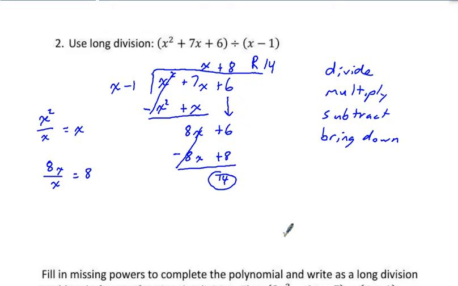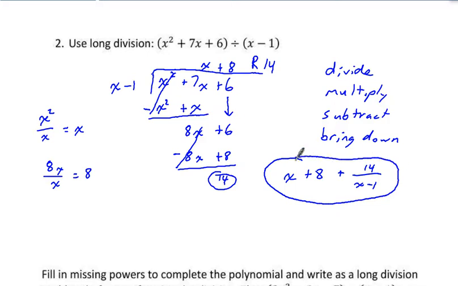How we're going to write that is this: x plus 8 plus the remainder of 14 divided by x minus 1. This is the portion of the original polynomial that I was not able to divide yet, since I had 14 left over. And so we write it as a fraction still to be divided. So this would be your final answer: x plus 8, remainder 14.